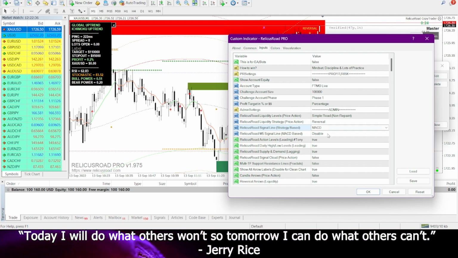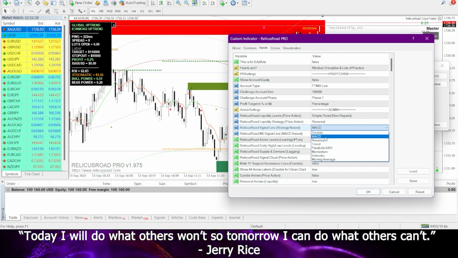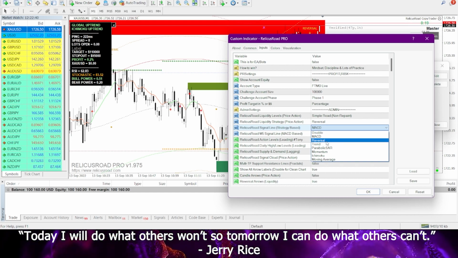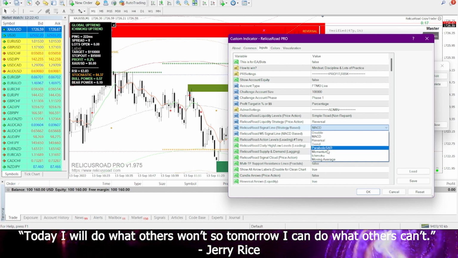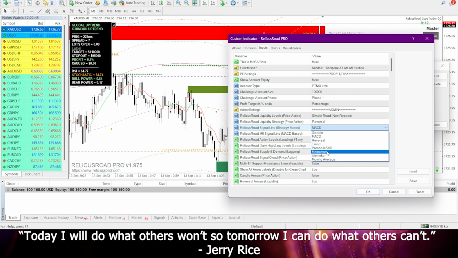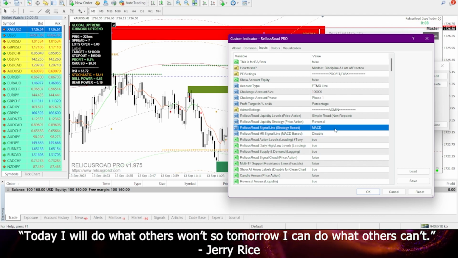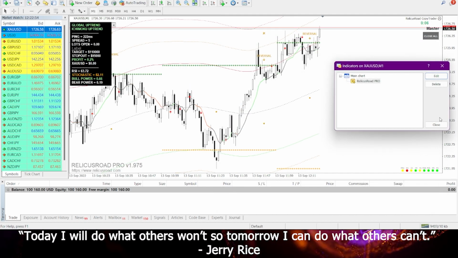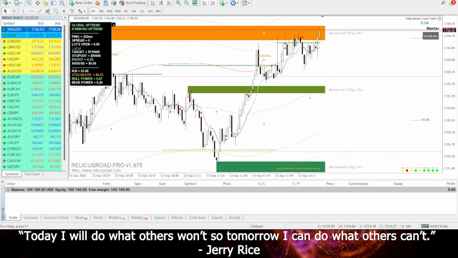This changes color. Right now we have it set by default to MACD. You can turn to reversal, trend, parabolic SAR, momentum. These are all the best settings. You don't have to change anything. You can build your strategy around it. Now if I turn it to, let's say, reversal, let's see what happens. So this is a reversal sign here.